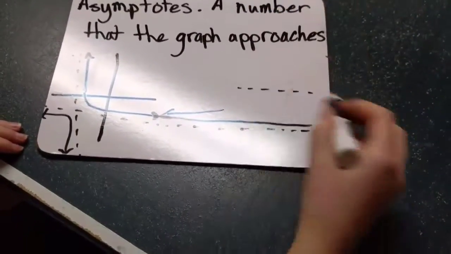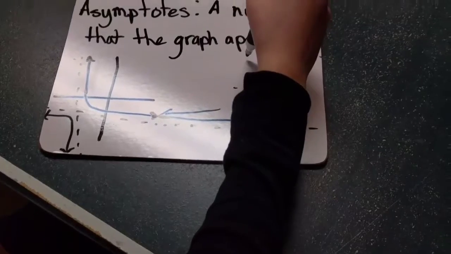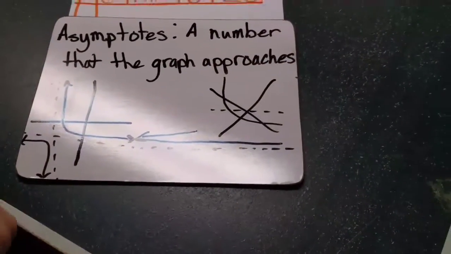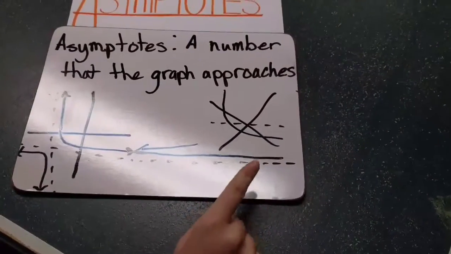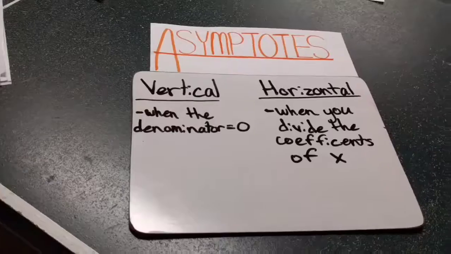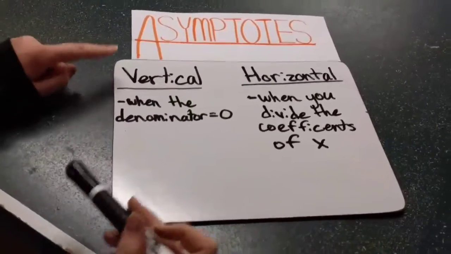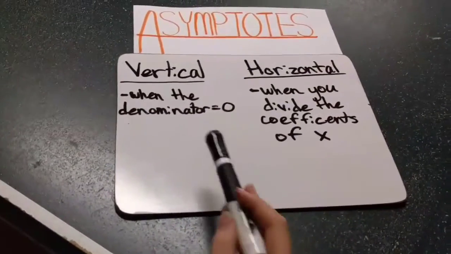So if this dotted line is the asymptote, the hyperbola will never go like this. It will never do that. That will never happen. It will approach it for infinity, but it will never cross it. That is very important to remember. So every graph of a hyperbola has two asymptotes. There's the vertical asymptote and the horizontal asymptote.